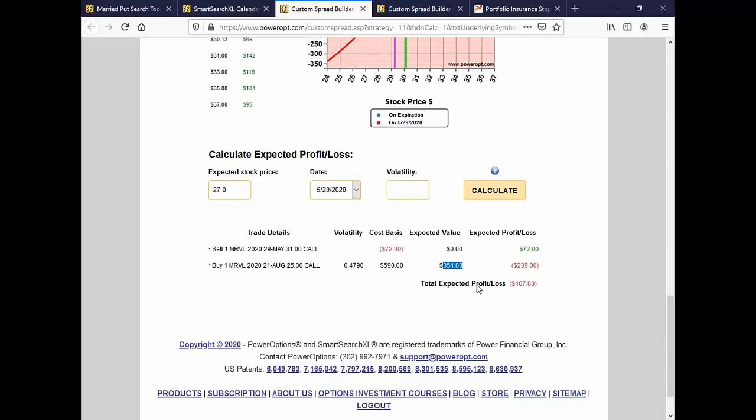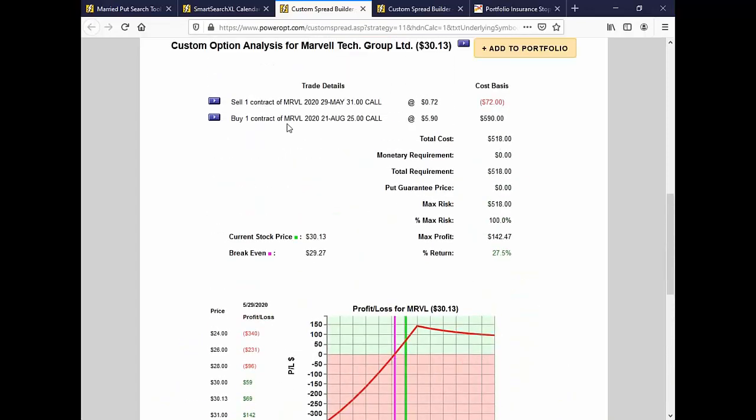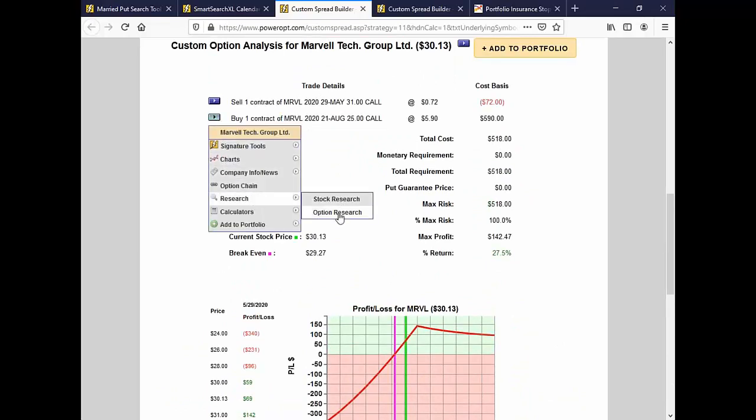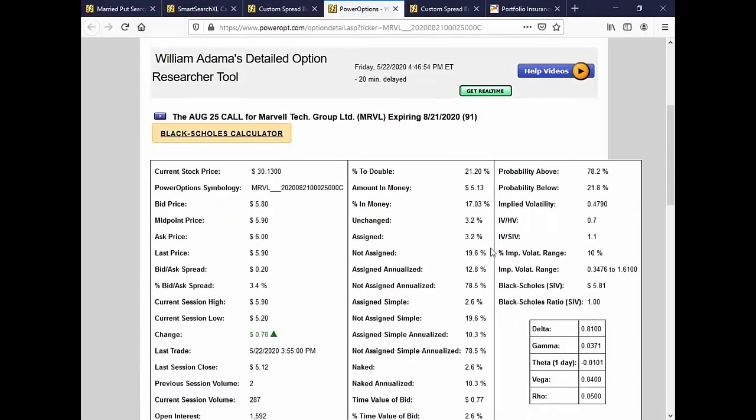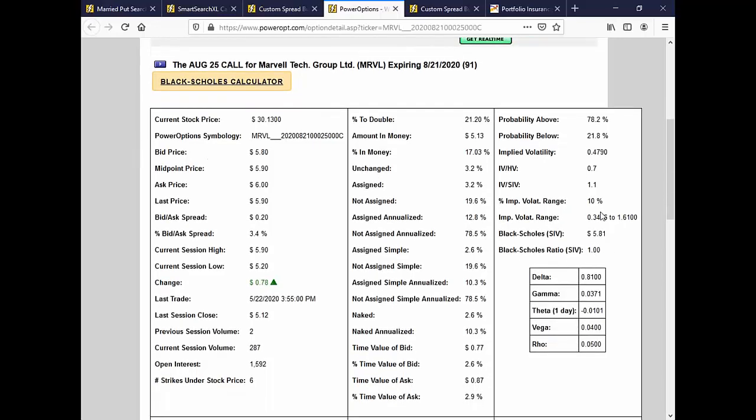How would I check that? All right, I'm going to scroll back up, and next to our long August 25, I've got a link to that research tool. I'm going to go to stock research and option research. When you're doing diagonals, and sometimes when you're doing married put positions, when you're doing any analysis that uses different time frames and you're using that calculate feature, you want to make sure that if you have an event coming up, you check this IV range.